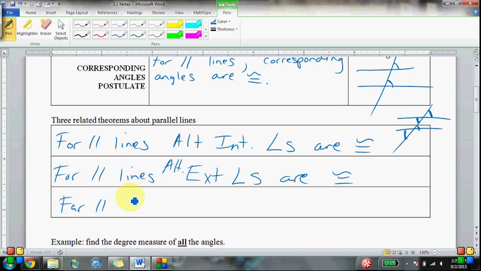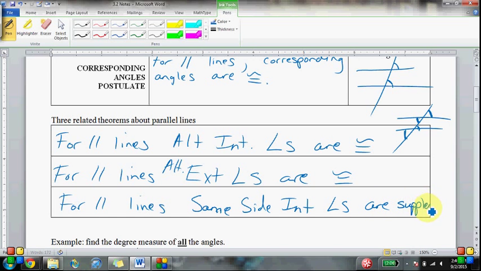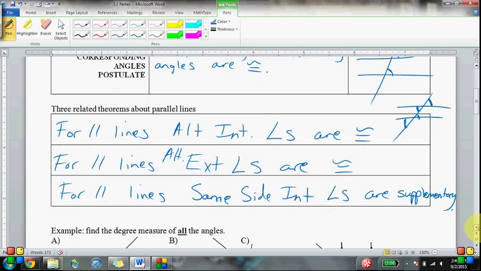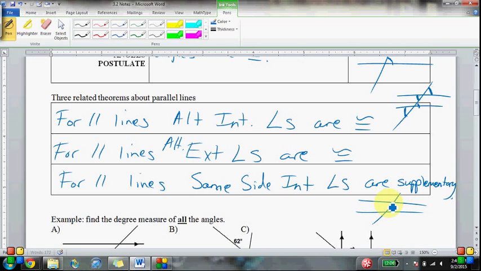Last one for parallel lines, same side interior angles. Same side interior angles are not congruent, but they are supplementary, meaning they add up to 180. So if I have parallel lines like this, this angle and this angle would add up to 180 degrees together. We remember this one using the phrase same side sup. Same side interior angles are supplementary.